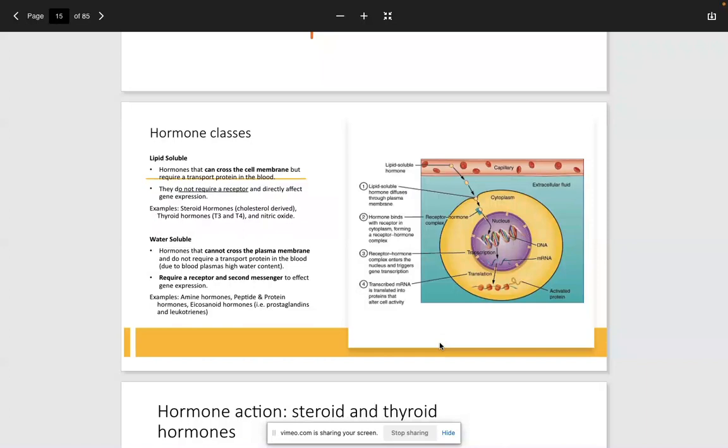Lipid-soluble hormones can cross the cell membrane. Therefore, they do not require a receptor on the surface, and they do not require a secondary messenger. They can directly bind and cause a change in gene expression.